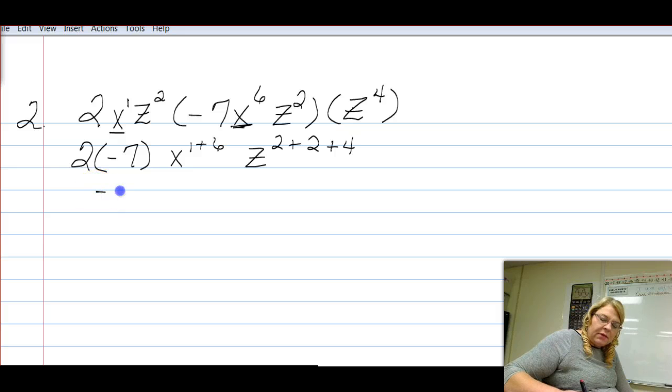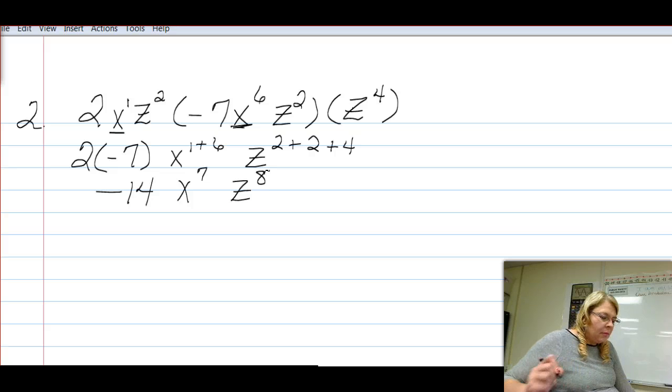2 times negative 7 is negative 14. This would be x to the 7th power, z to the 8th power. That is my answer for number 2.